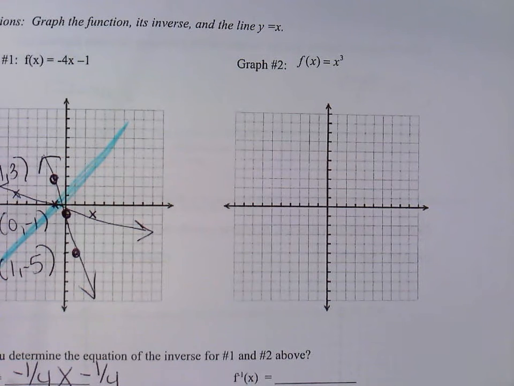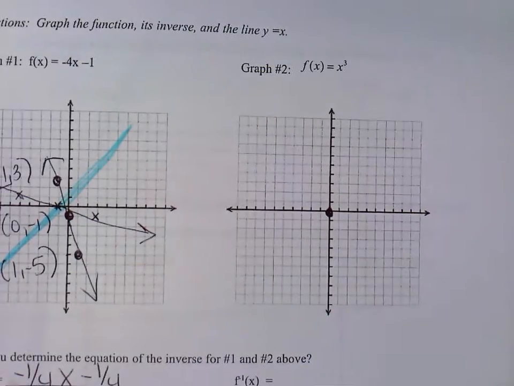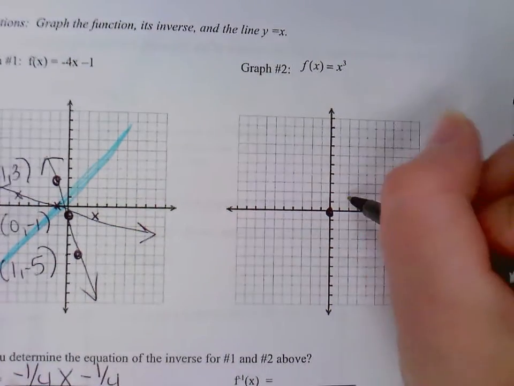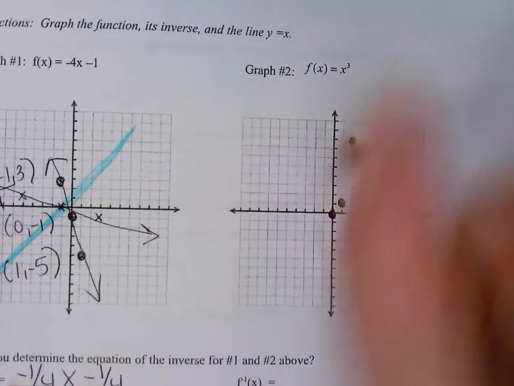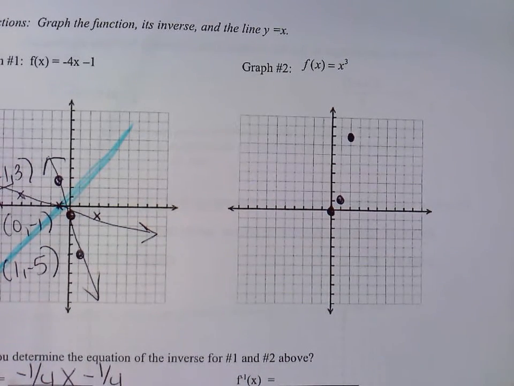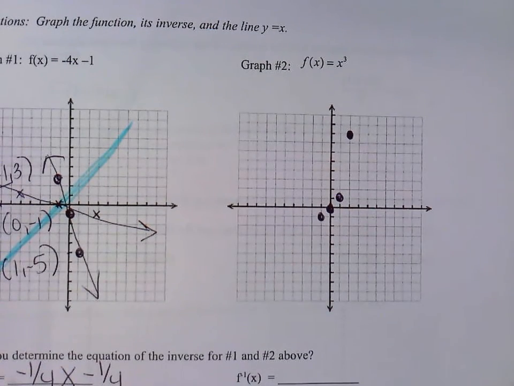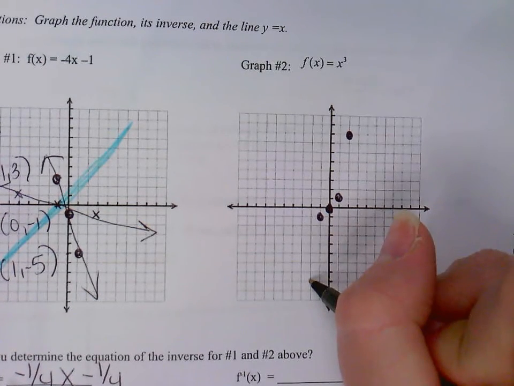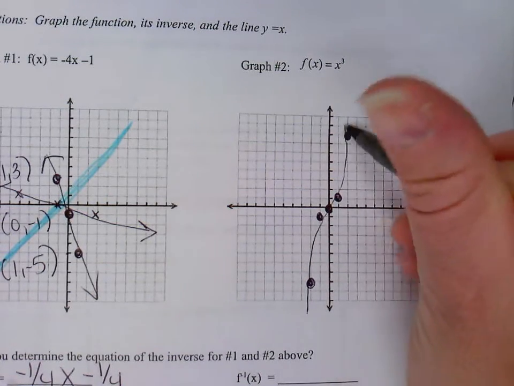So x cubed. What's 0 cubed? What's the parent function look like? What's 0 cubed? 0. What's 1 cubed? 1 times 1 times 1? What's 2 cubed? 2 times 2 times 2? What's negative 1 cubed? Negative 1 times negative 1 times negative 1. Negative 1. What's negative 2 cubed? Negative 2 times negative 2 times negative 2. Negative 8. That's the parent function for x cubed.